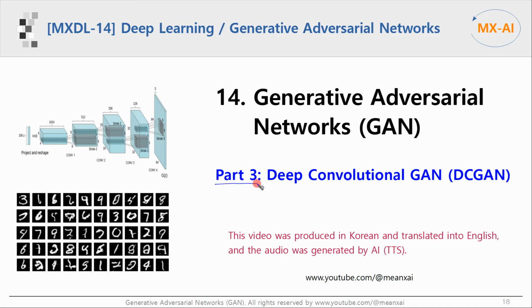This is part 3 of a series on generative adversarial networks. In this video, we will look at deep convolutional GAN, shortly DCGAN.